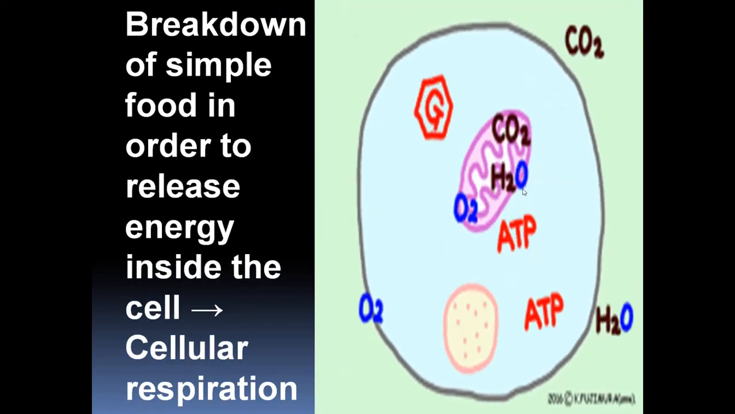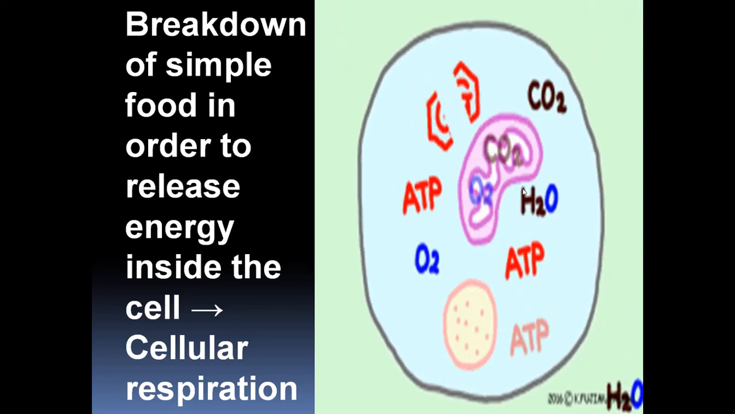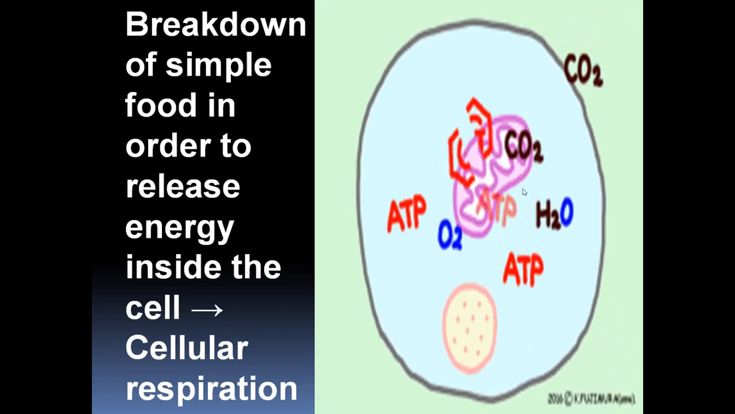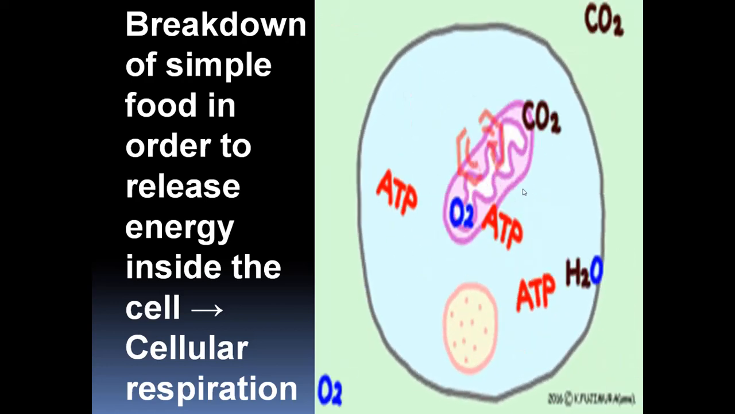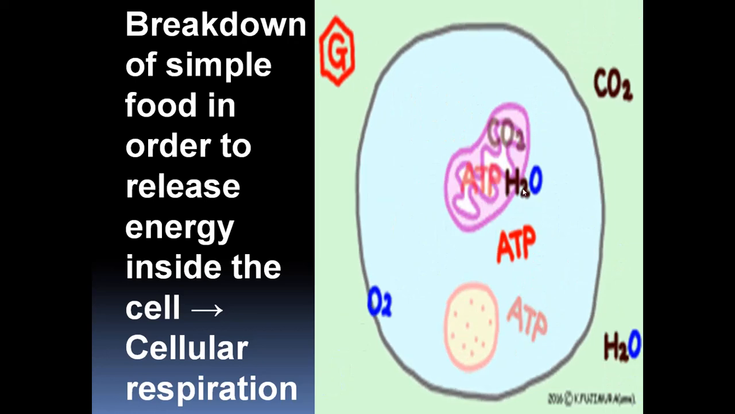Breakdown of simple food in order to release energy occurs inside the cell. Not just from the external surrounding, even inside our cell also a special type of respiration occurs that releases energy and also helps in breakdown of food. Such a respiration is termed as cellular respiration.